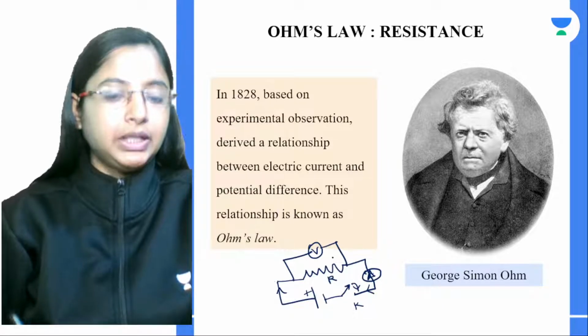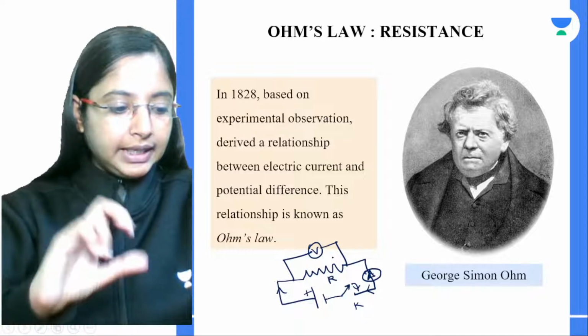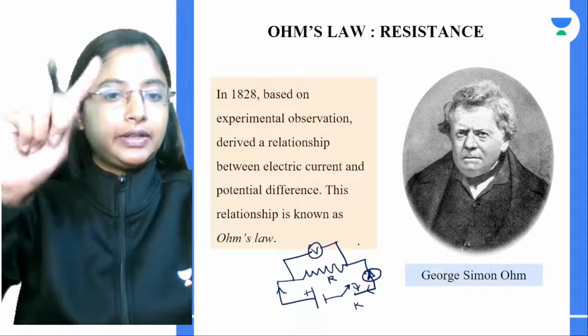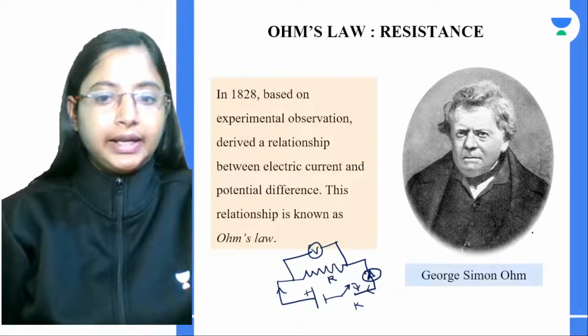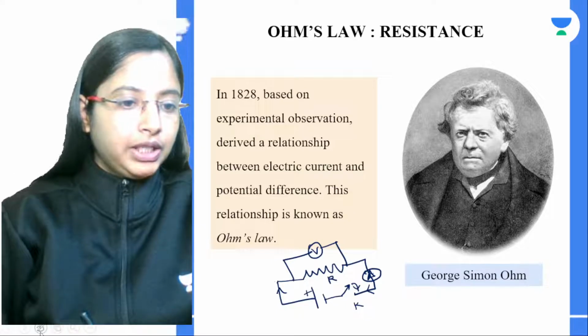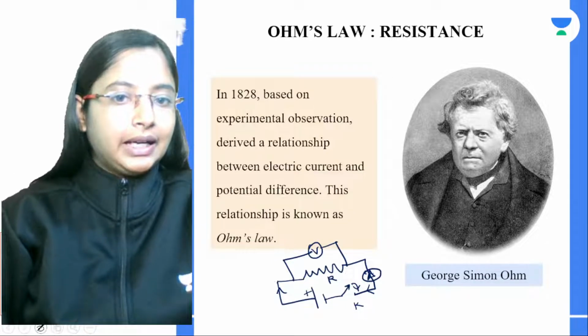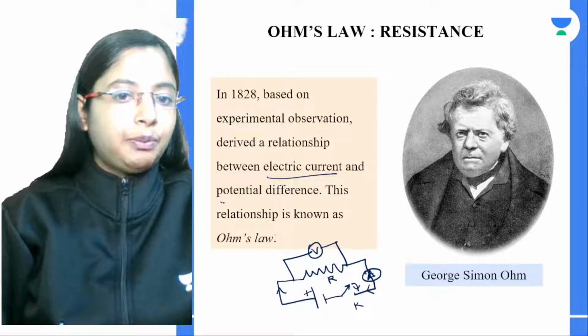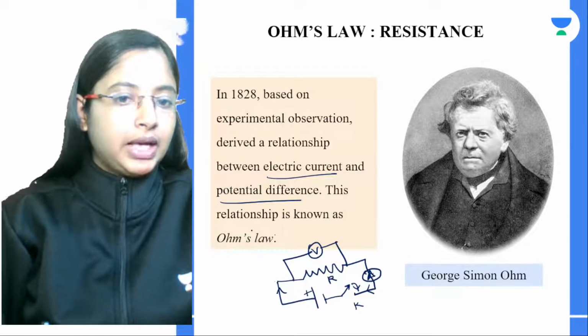When that happened, he saw how the voltage changes as the current increases. He took the relationship between current and voltage and made a graph between current and voltage. And that particular relation he gave between the current and potential difference is known as Ohm's law.